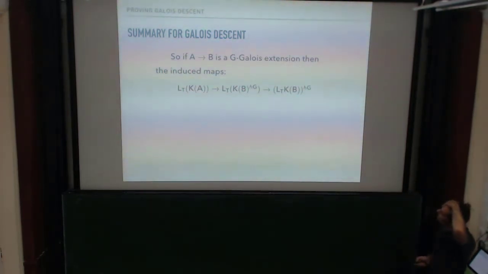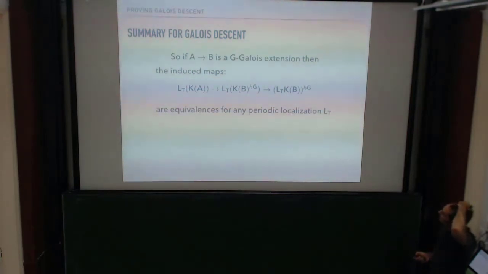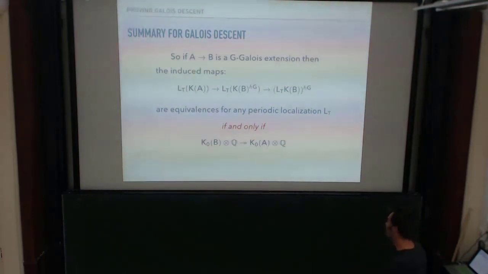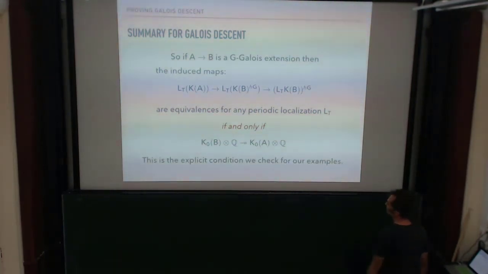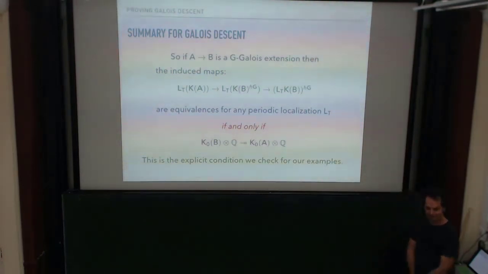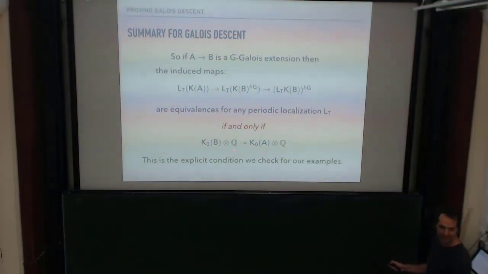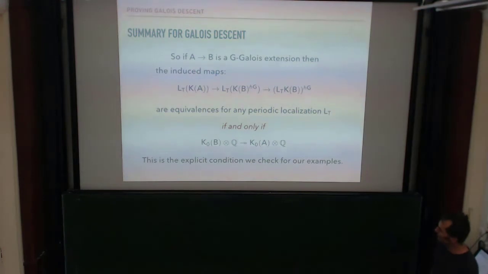They're equivalences for any localization if and only if this map is rationally surjective. And that's the condition you have to check for each example we go through. Unfortunately, it's not like just one argument that we seem to be able to apply everywhere. You really have to do some calculation in K naught of these two things. And these are still pretty mysterious objects.